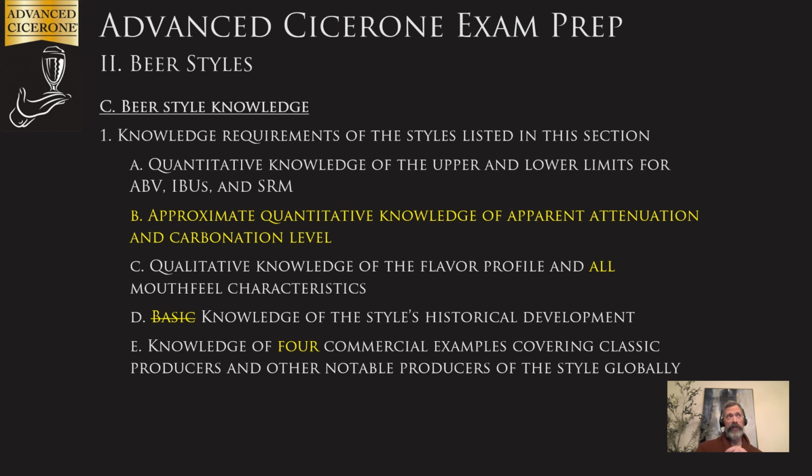The thing that I noticed is different is, sure, you have to know ABV, IBU, SRM technically for all the styles, but now you need approximate quantitative knowledge of the apparent attenuation and carbonation level. So that wording has changed between the CC2 syllabus and the AC syllabus. Also, qualitative knowledge of the flavor profile and all mouthfeel characteristics, instead of the very vague wording on Level 2. So it's a deeper familiarity with the beer styles. And instead of basic knowledge of the style's historical development, they got rid of the word basic. So know a little bit more about the beer histories in case there's a question.